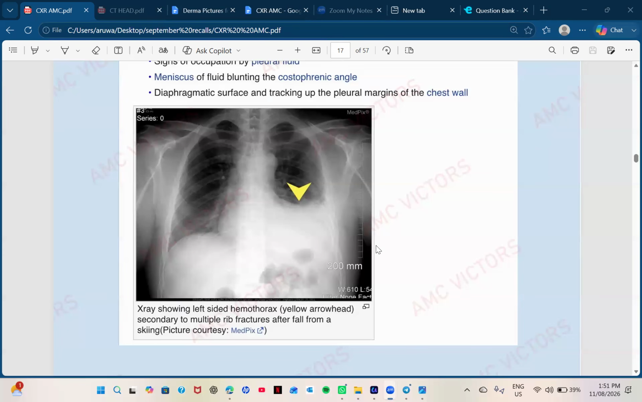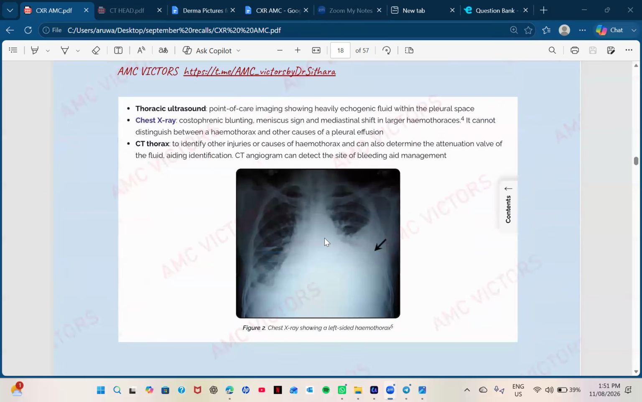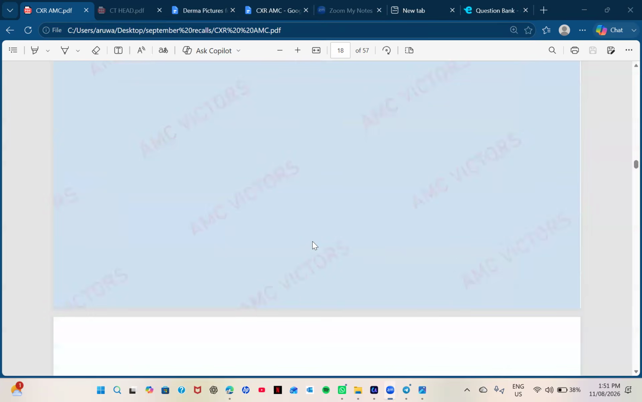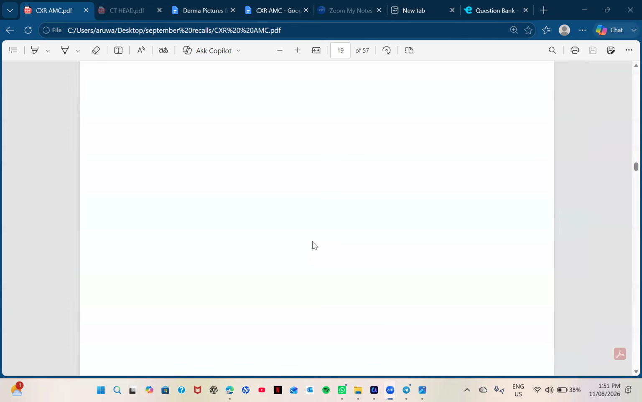Okay, initial one. The simple algorithm is: first you have to stabilize the patient, then you have to insert the chest tube. After inserting the chest tube, you have to measure the blood volume draining from the chest tube. If an indication is present, you have to go with the surgical intervention. I hope you get that. Here you can also see the hemothorax, right? So that is done and dusted. Easy question.